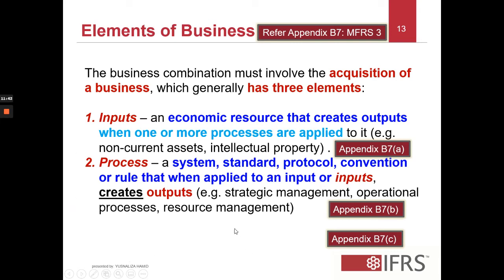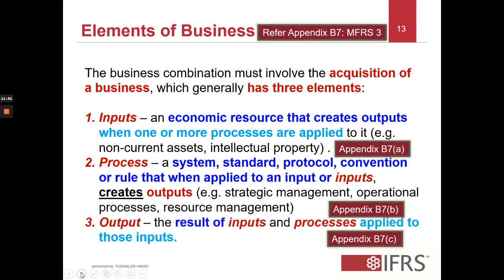Either that is the process of having strategic management, some kind of operational process, or maybe resource management process. And that will give result to the output. What is output? That is the result of inputs that are being processed. When inputs are being processed, they are going to produce outputs. That is the definition you have here, as per Appendix B7C.